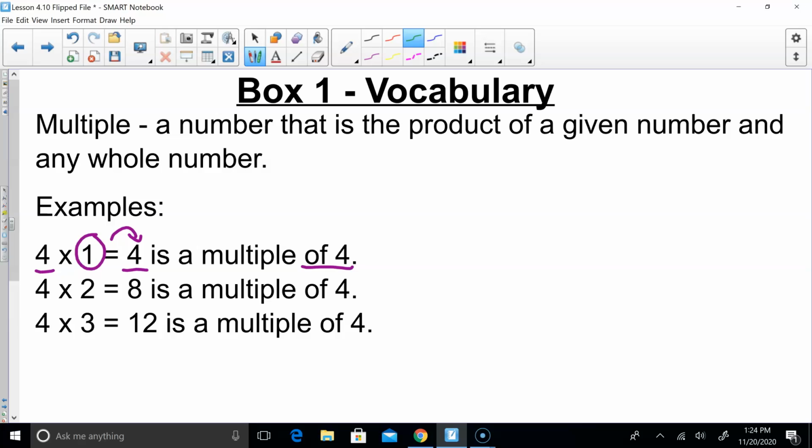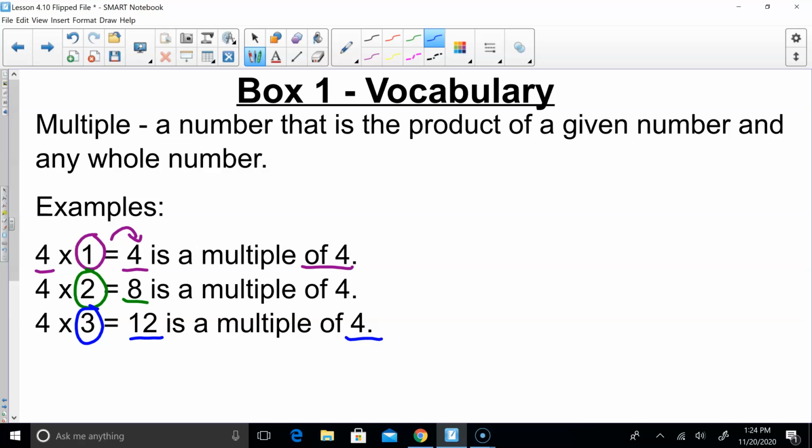Now the question would be, is 8 a multiple of 4? So 4 times what could give us 8? If we can find that, like 4 times 2 equals 8, then 8 is a multiple. Is 12 a multiple of 4? Well, the answer would be yes, because 4 times 3 gets there.